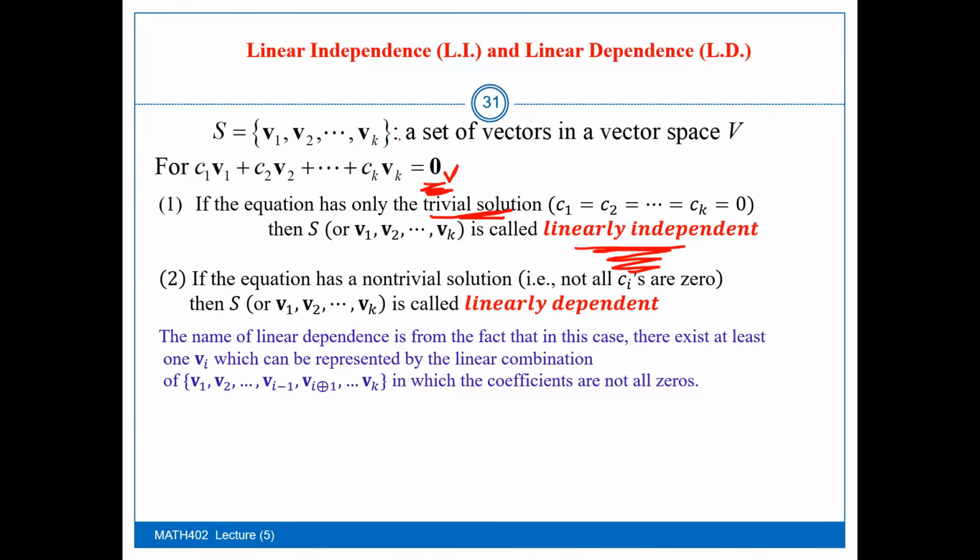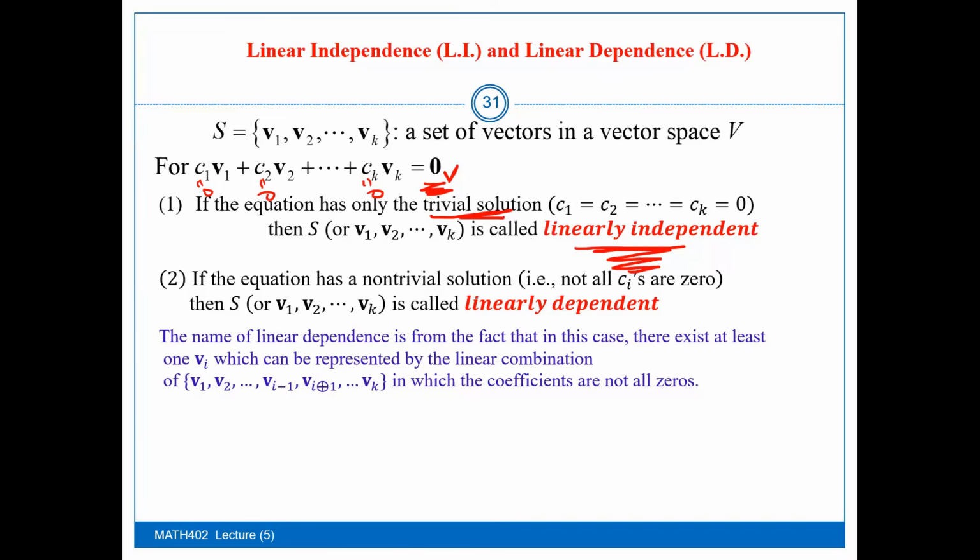independent. So the only way to have this zero is that all the coefficients are zeros. So in this case, the system is called linearly independent. The vectors v1, ..., vk are independent. There is no relationship between them. We cannot write one of these vectors in terms of the other vectors.